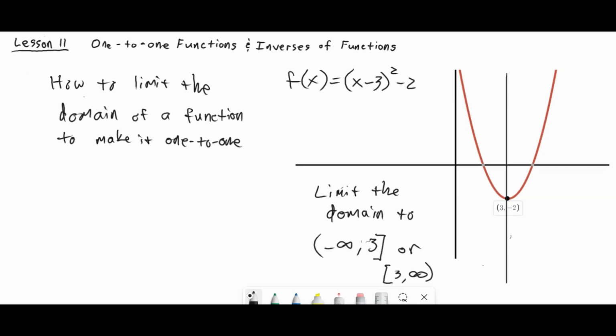And so here's what we're saying: this function f(x) = (x - 3)² - 2 on the domain from 3 up to infinity is one-to-one. If we just give the domain limitation where x has to be greater than or equal to 3, or where x has to be less than or equal to 3, then we would have a quadratic function that is one-to-one.